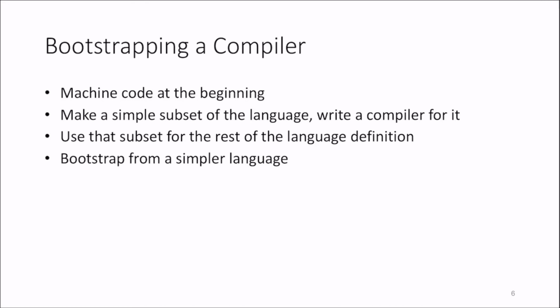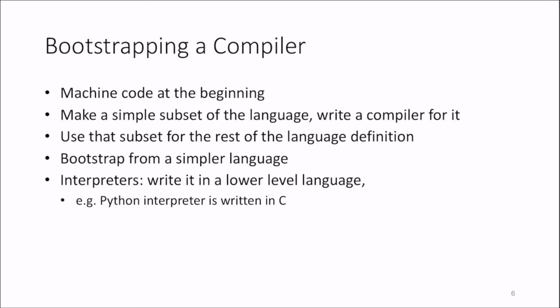Another way to bootstrap an implementation for a programming language is to just write an interpreter for it. So you write the interpreter in a lower level language. For example, the Python interpreter is written in the C programming language and allows you to write Python programs, but it depends on C, the C compiler, in order to do this.